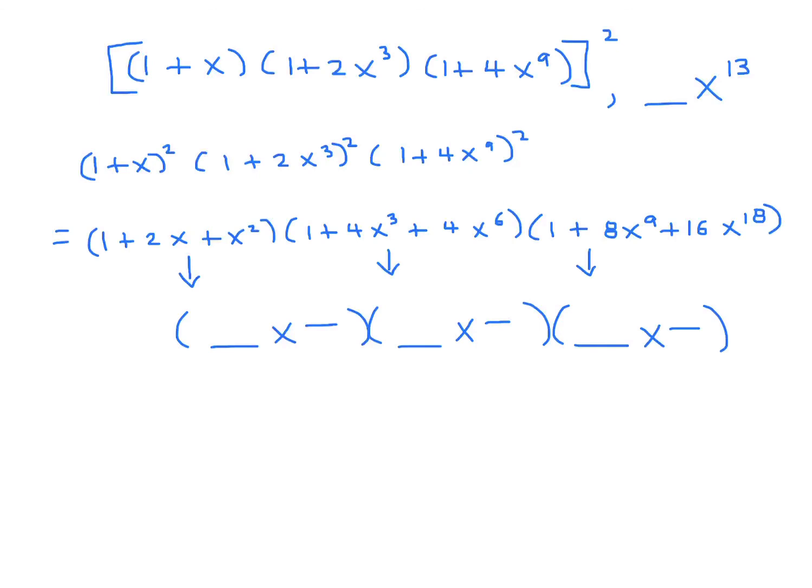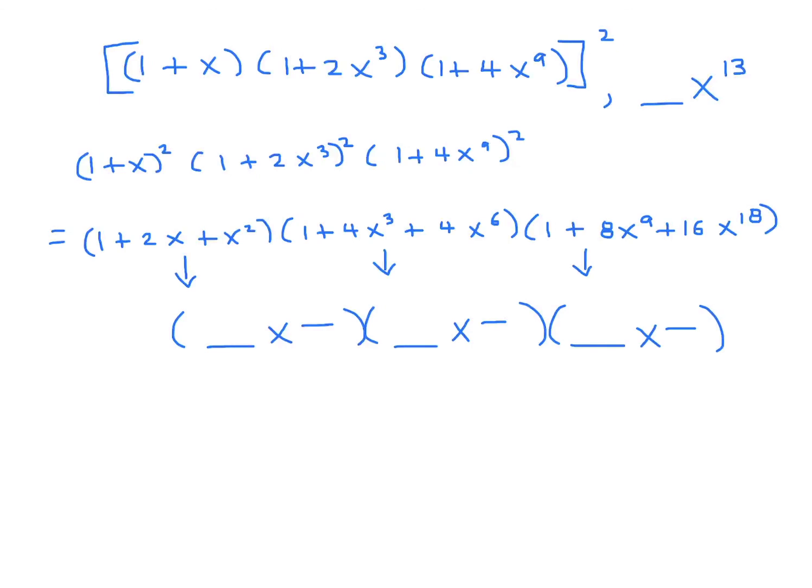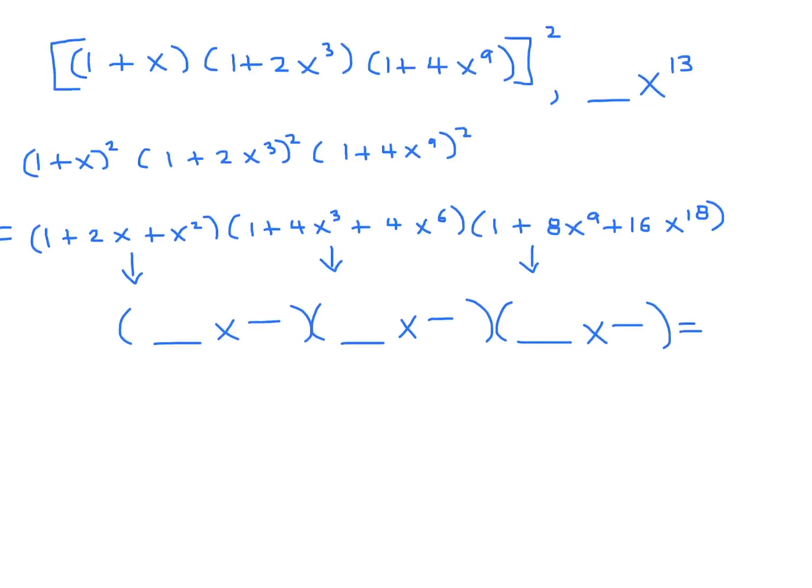And when that is completed, it will give us x to the power of 13, and that will have a coefficient, correct? So how do we approach this? Where do we go from here? Well, that's where our ternary system comes in. We have to convert 13 to ternary. And it is 1, 1, 1.